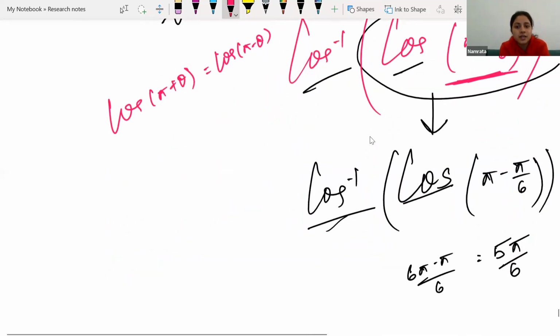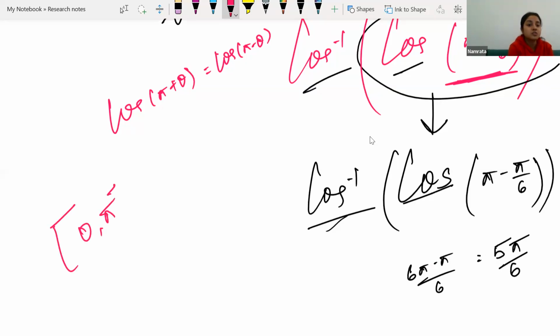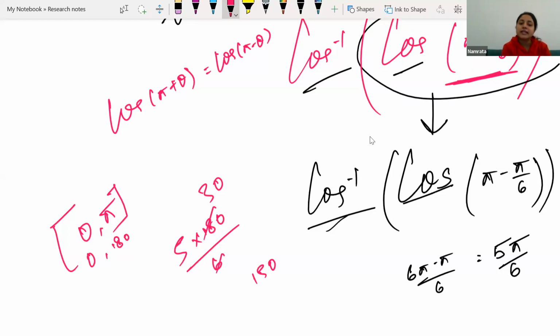Can you see the step over here? Yes, ma'am. And then cos inverse cos just removed each other, and we ended up having pi minus pi by 6 only, which is giving us the angle 5 pi by 6. Now it must lie in this range. That's why the whole story started, that we cannot take 7 pi by 6. Can we take 5 pi by 6? Let's check. 5 into 180 by 6, 150. This means 0 to 180. So 150 lies in this range, and hence we can take this value. Is it okay? Yes, ma'am.